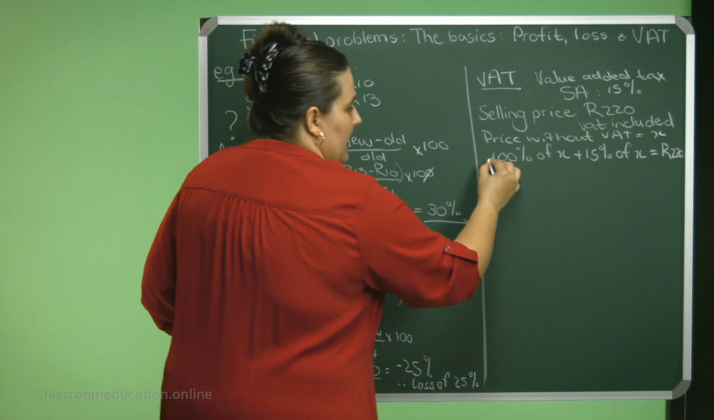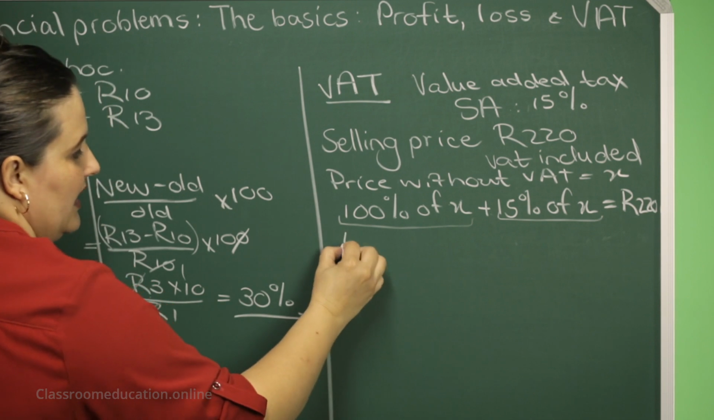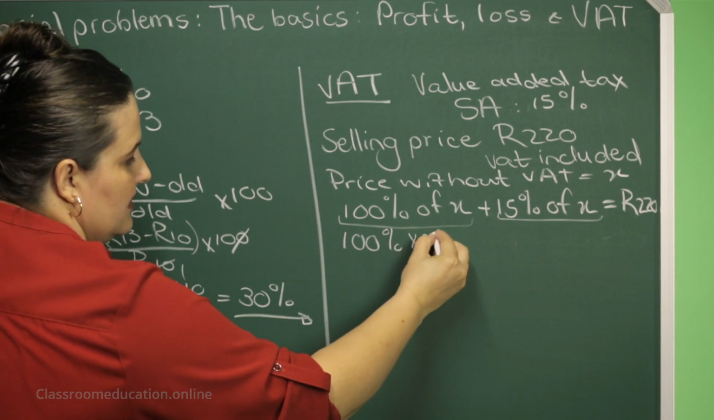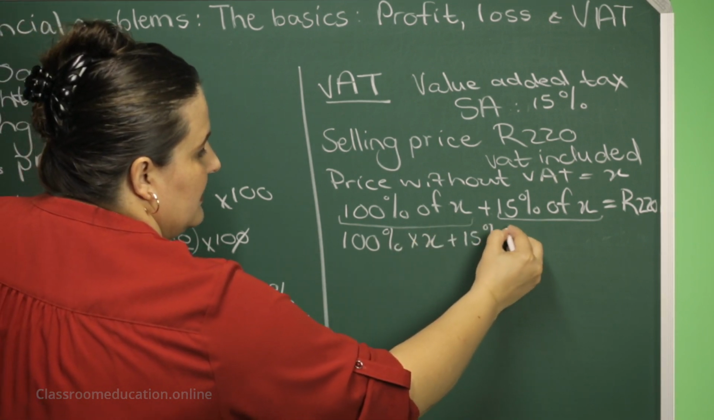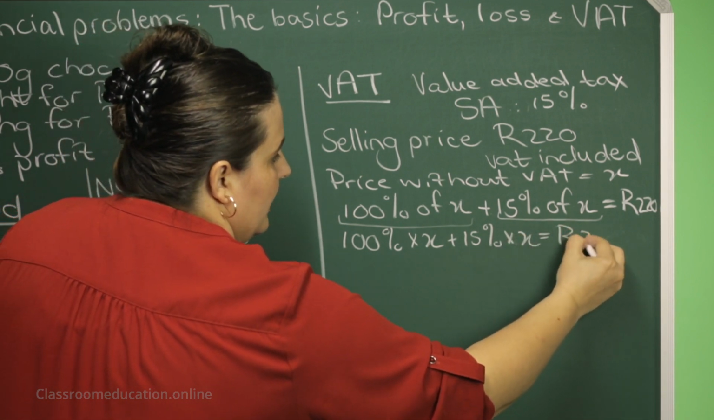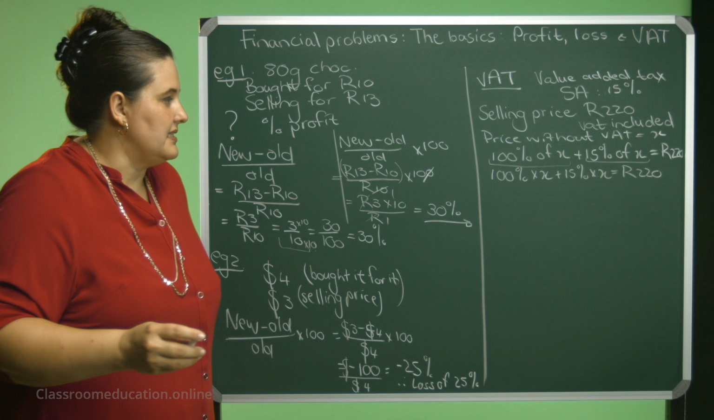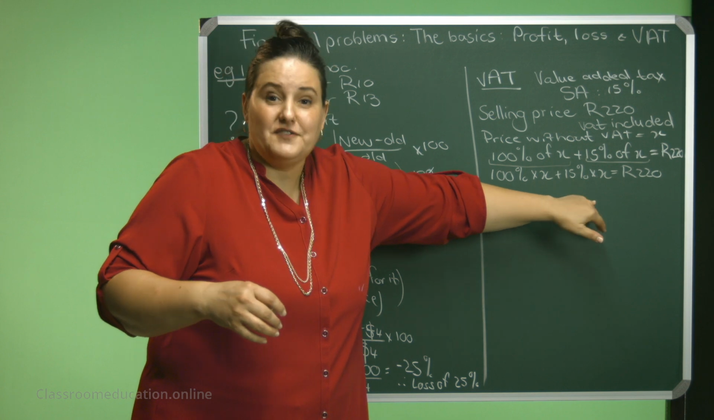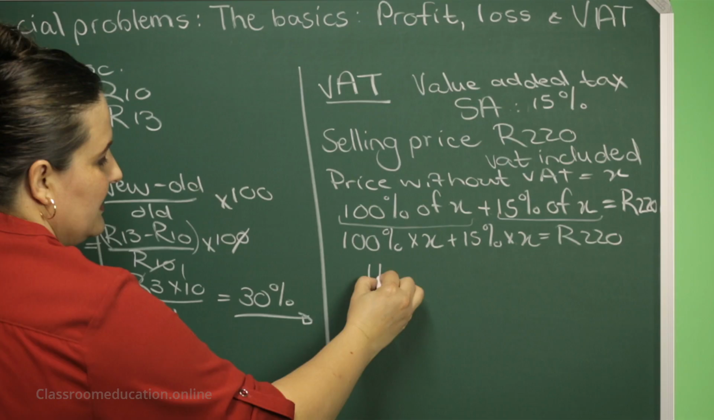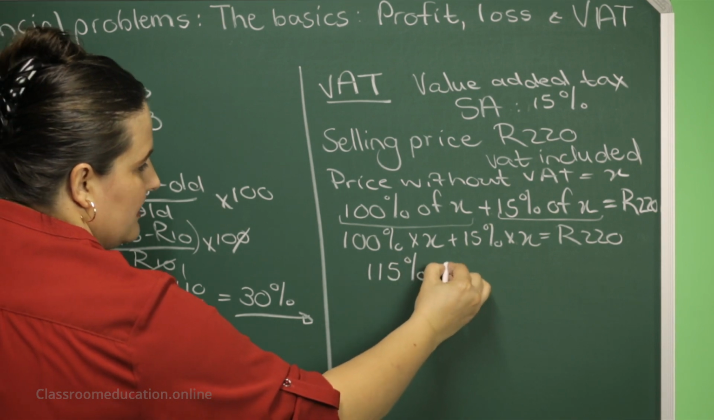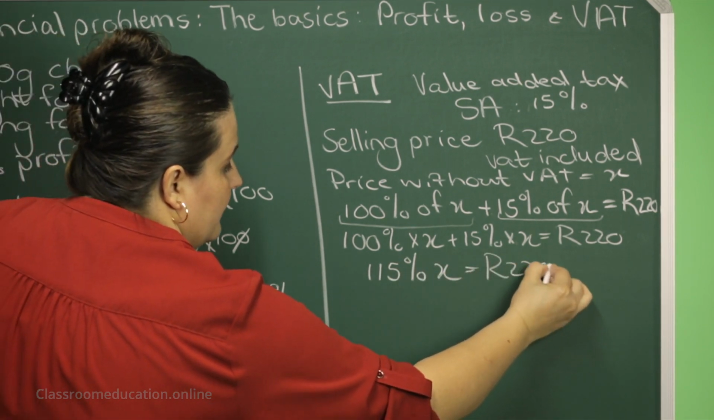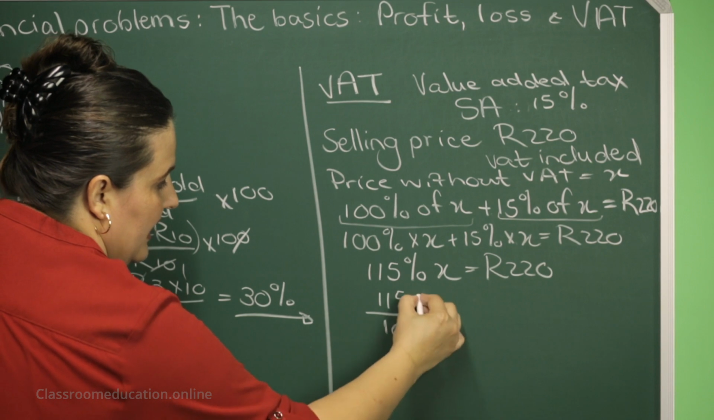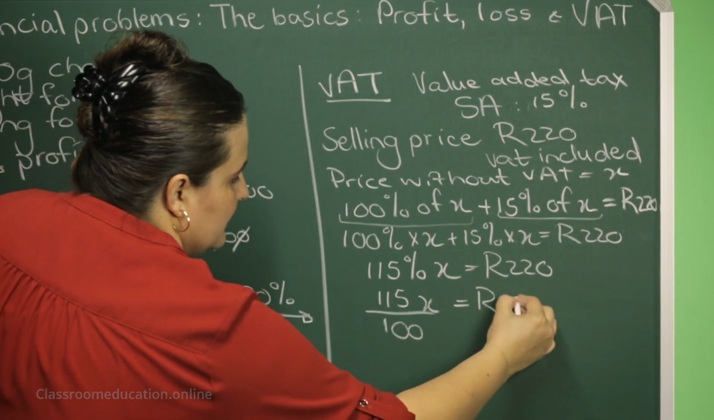Now, you can say, I need to multiply first. So 100% times X plus 15% times X equals 220 Rand. And now I can say 100% X or 100X plus 15X will give me 115% X equals 220 Rand. Change the percentage. So 115 over 100 X equals 220 Rand.